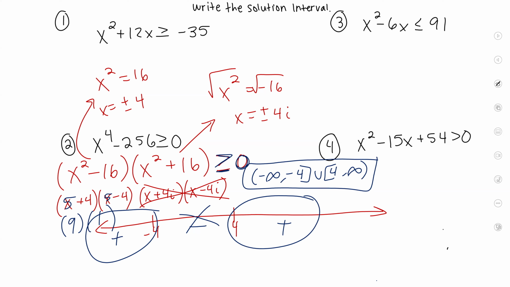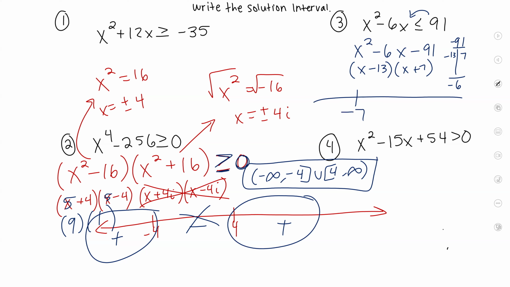Number 3, you should have moved this over. So this will be x squared minus 6x minus 91. And if you do an X chart, you should have gotten -13 and +7. Those will multiply to -91, but add to -6. So these are your factors, meaning your solutions are at -7 and +13.